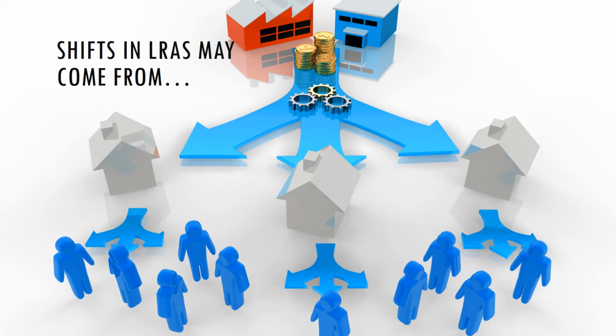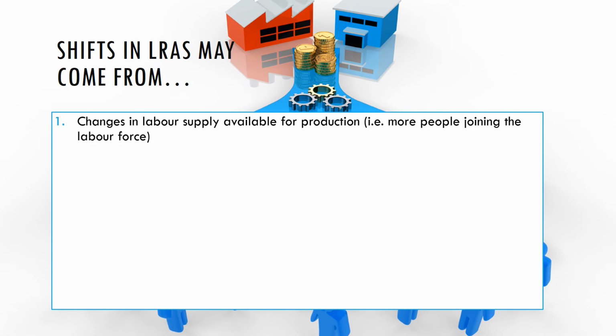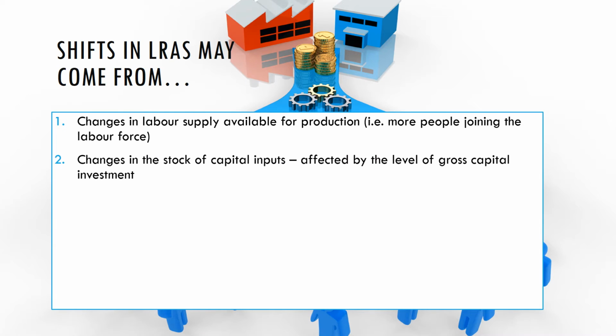So a quick summary of what might cause shifts in the long-run aggregate supply. Well, these shifts may come from changes in the labour supply, as we mentioned before, more people joining the labour force. Changes in the stock of capital, so may be affected by the level of gross capital investment.